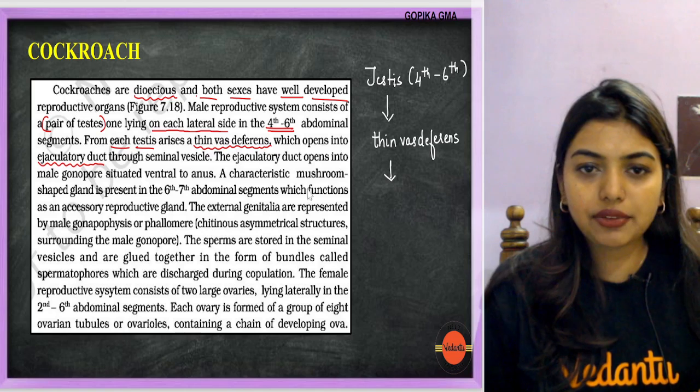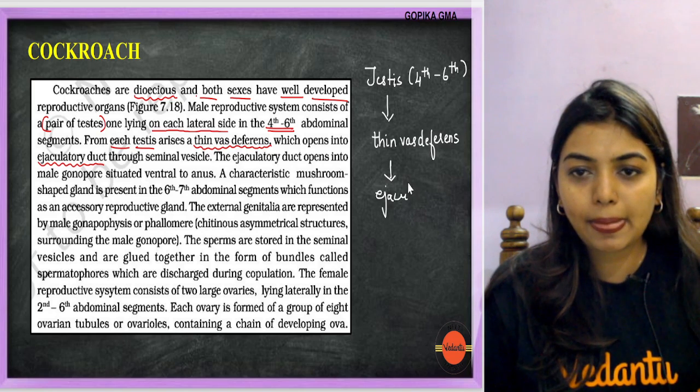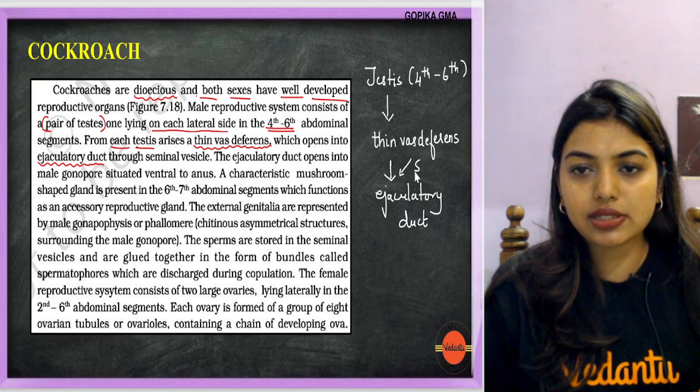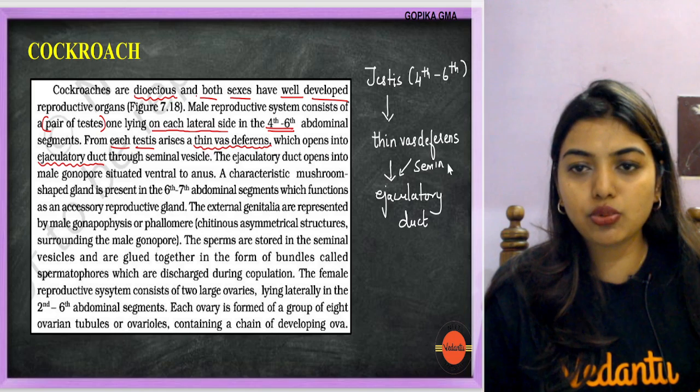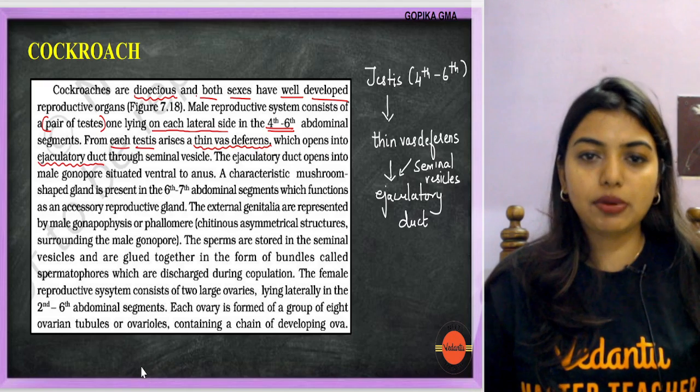From the thin vasa deferens, which opens into the ejaculatory duct. Through what? Through the seminal vesicle. Seminal vesicle is the one that will store the sperm. S for vesicle, S for storage. Seminal vesicle is the one that is going to store the sperm.